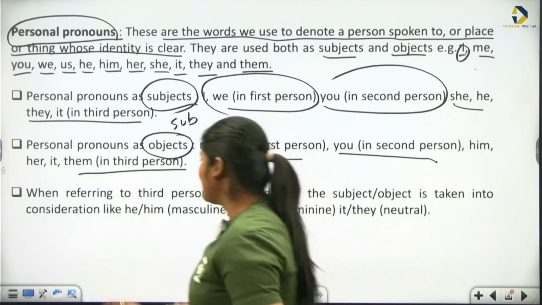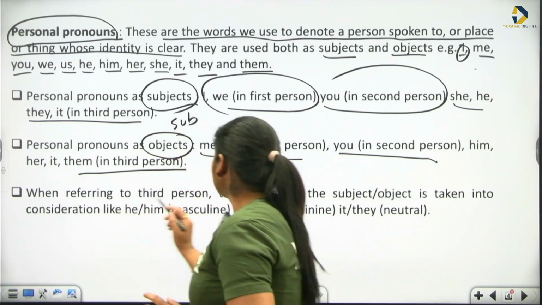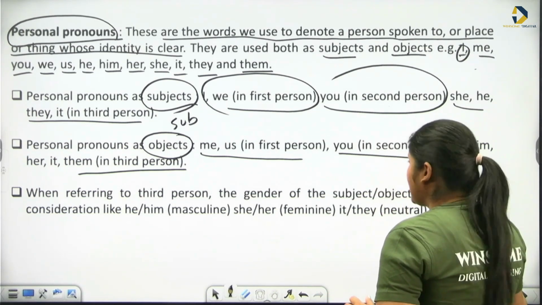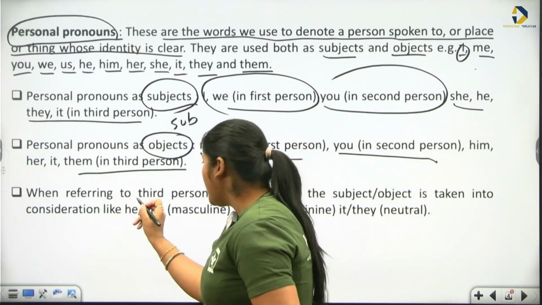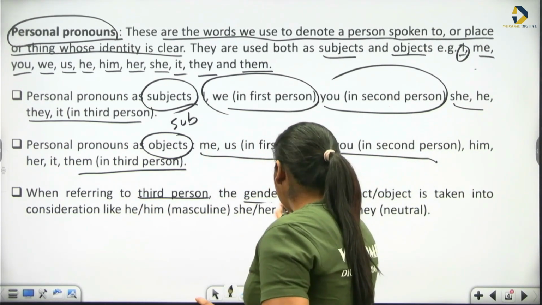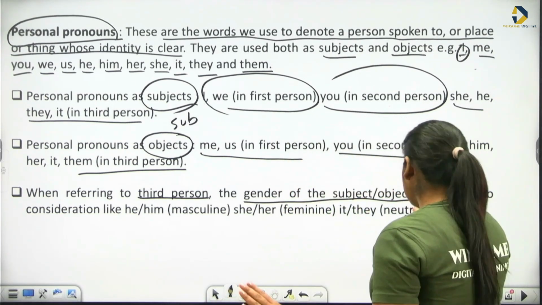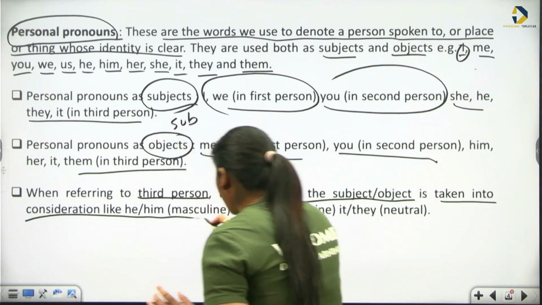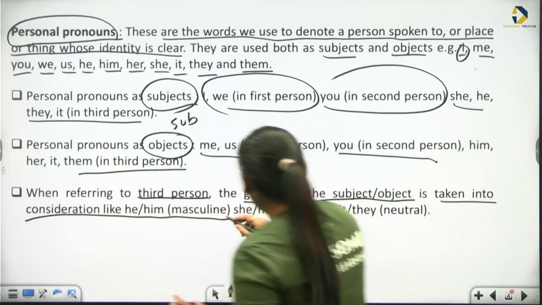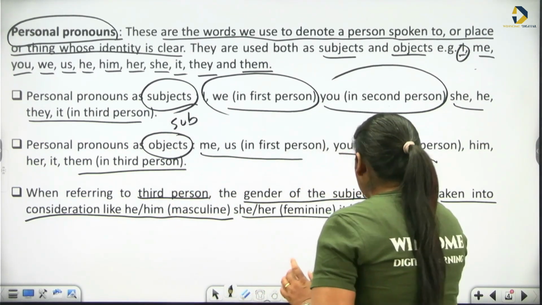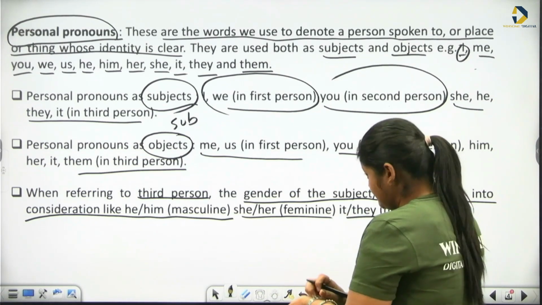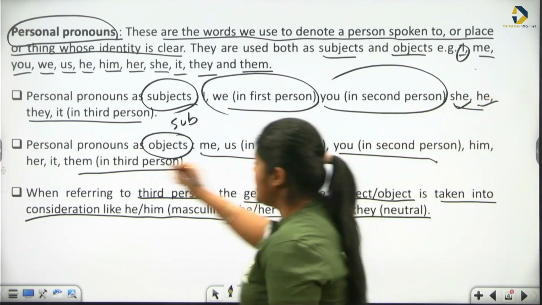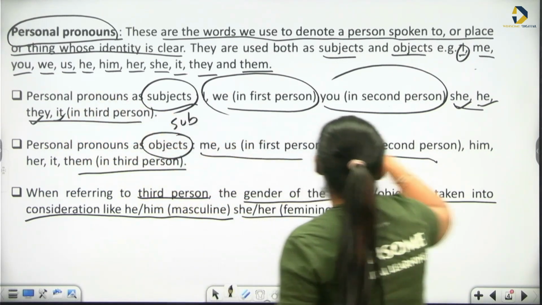Okay, now see, when referring to third person, the gender of the subject or object is taken into consideration. See, जब हम third person में लेते हैं, the gender of the subject or object is taken into consideration, like he or him for a male version, as for masculine, and she or her for feminine, and it or they for neutral. That means when it comes to third person, now see, जैसे she, he, they, it. If it is a girl, we use she.